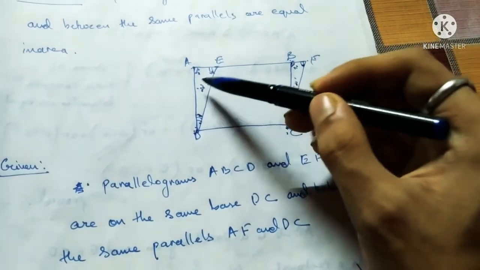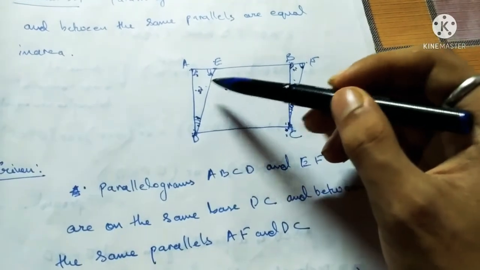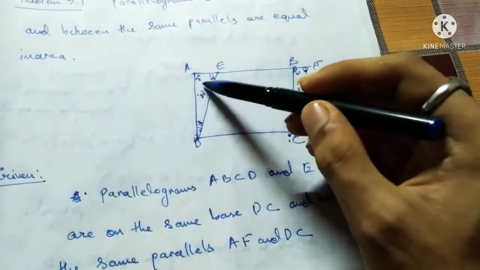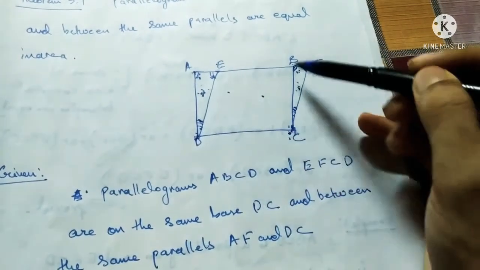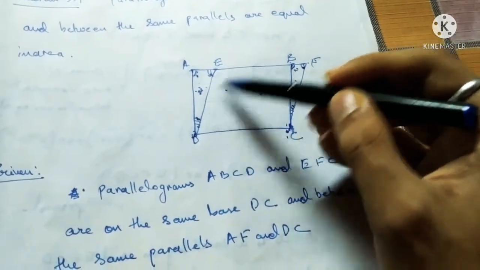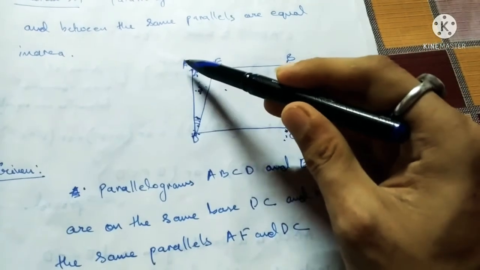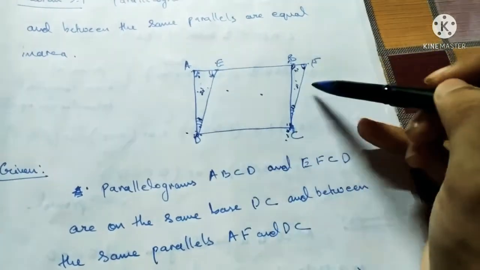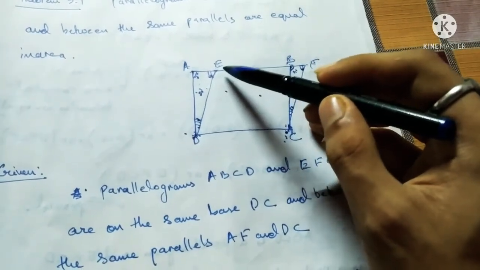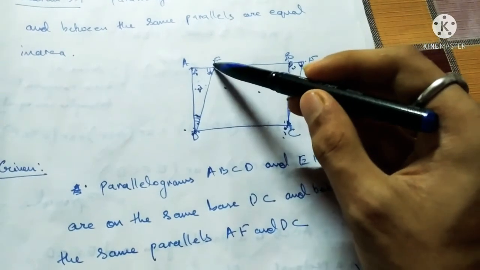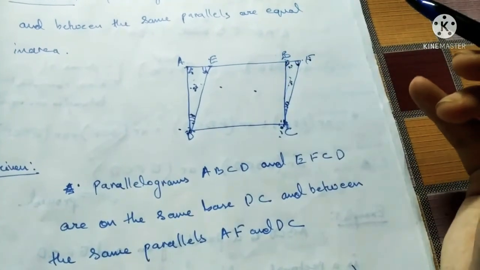So this triangle area plus this EDCB, this much area, I will get ABCD. I will get the area of parallelogram ABCD. And with this triangle, if I add this area, then I will get the area of EDCF. Understand? That is our last proof.